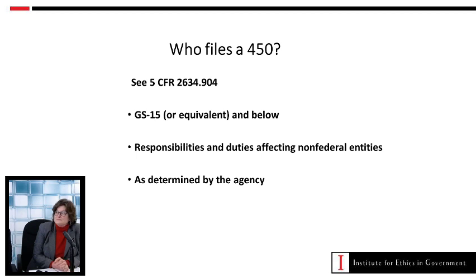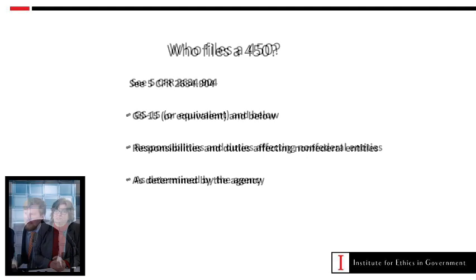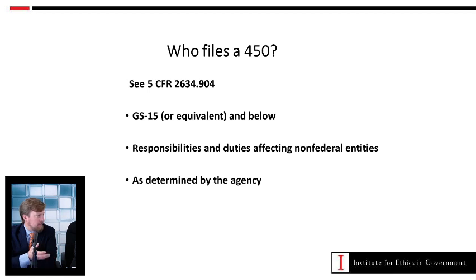This is our primary risk determination, because if we have the wrong people filing 450s, a lot of our program elements don't work properly. What we're talking about here is making a risk-based determination based on the duties and responsibilities of our employees. If we're talking about confidential filers, these are people who are below the SES, so GS-15 or equivalent or below, who have responsibilities and duties affecting non-federal entities. Basically, in shorthand, these are the people we're concerned about having the potential for conflicts of interest. They're people whose work can be affected by private interests that may run contrary to the government's interest.